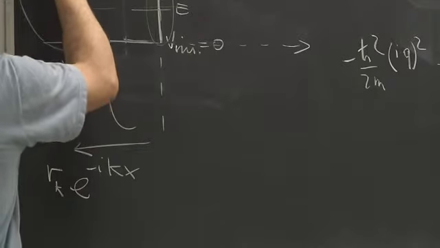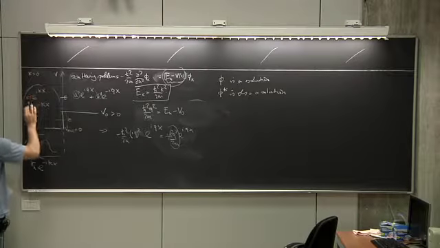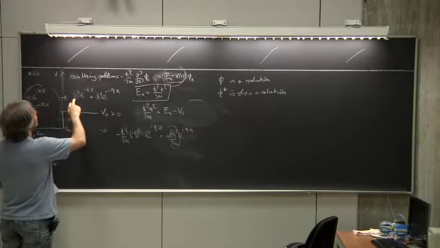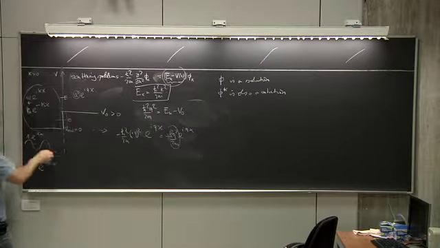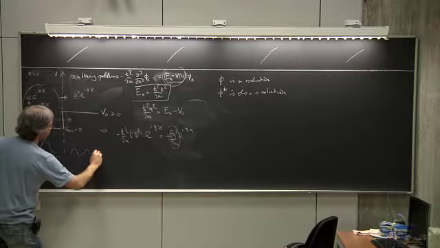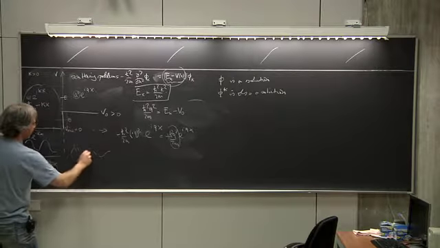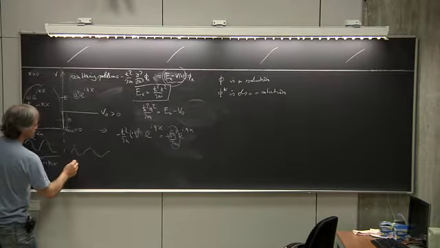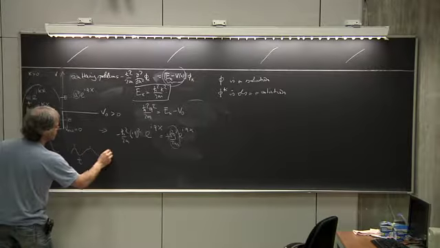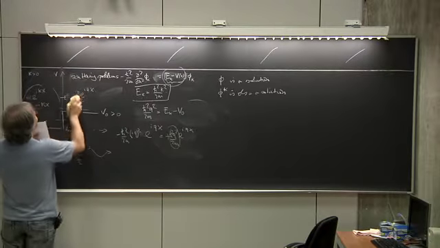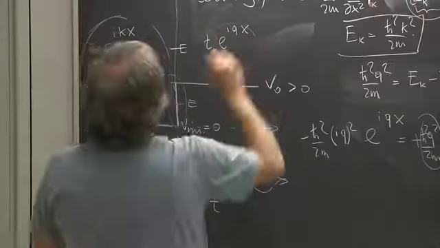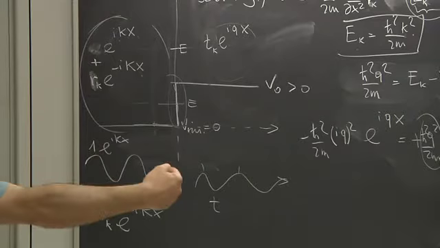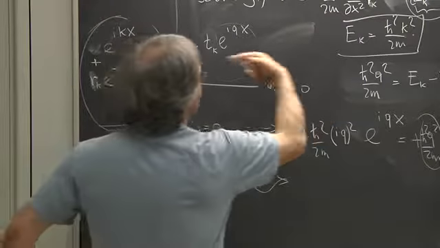So I put here 1, or if you want nothing, and here r of k. And here, rather than having both of them, I just have a transmitted wave with generally a different momentum, q, okay? But only the transmitted part in this direction. So something like t, e to the iqx. No incoming wave from this side.